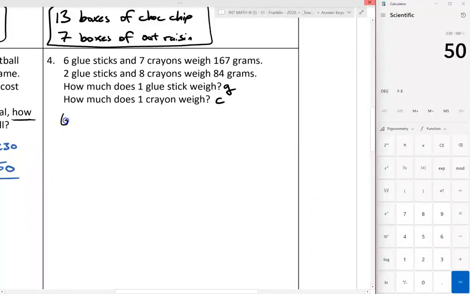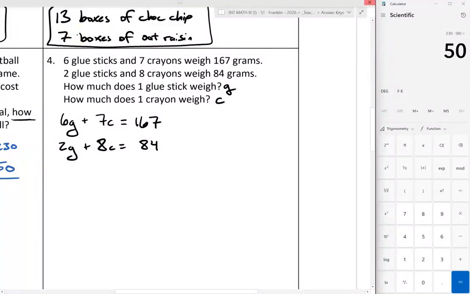We have 6 glue sticks, 6G, plus 7 crayons, 7C, and that is equal to 167 grams. Okay, now we have 2 glue sticks and 8 crayons equals 84 grams. All right, so it's just the amount of each thing multiplied by the variable and then equal to the total weight.